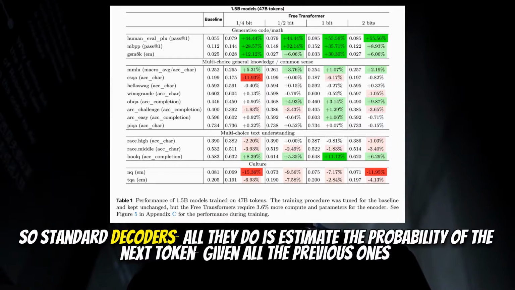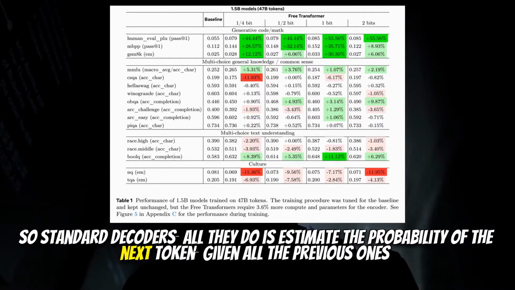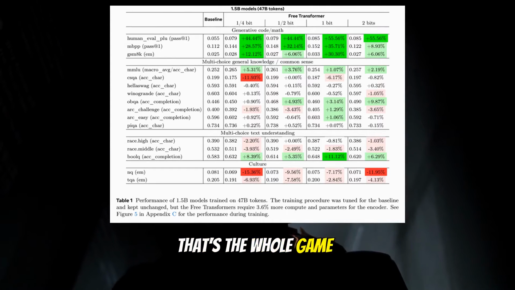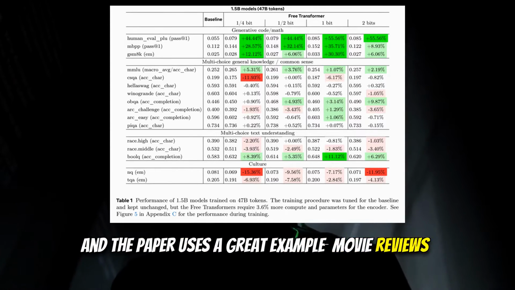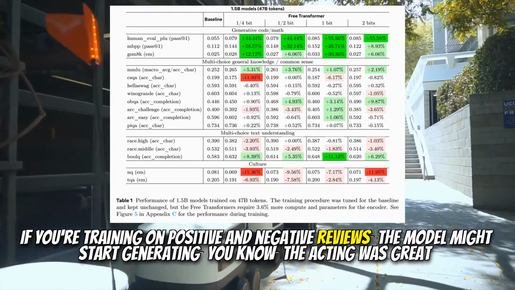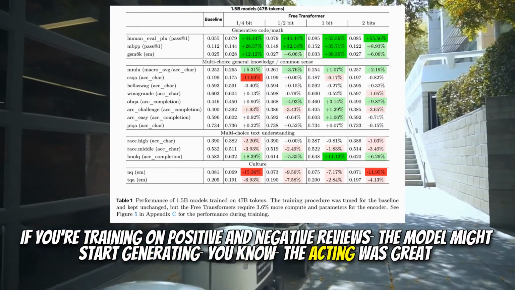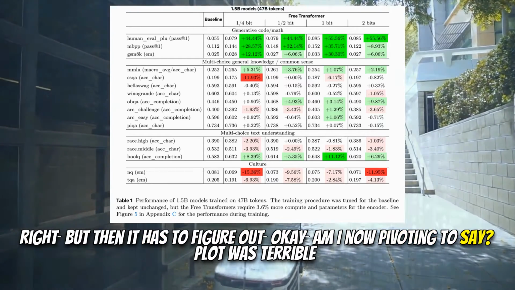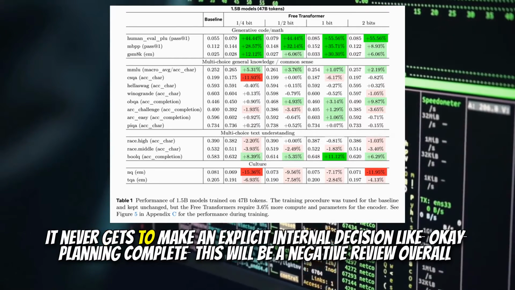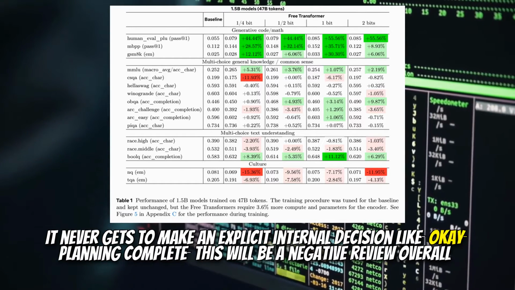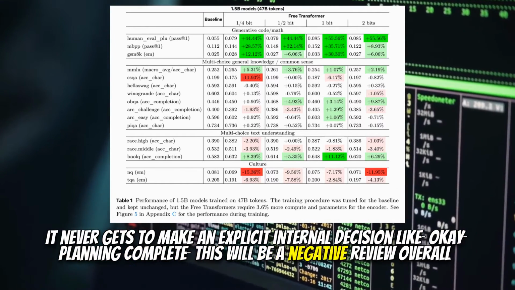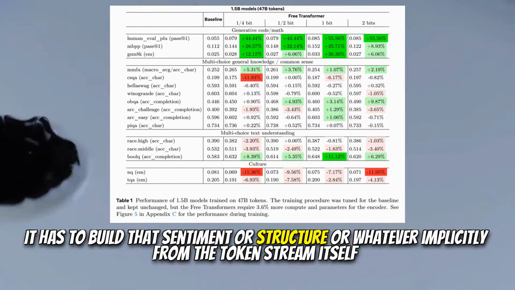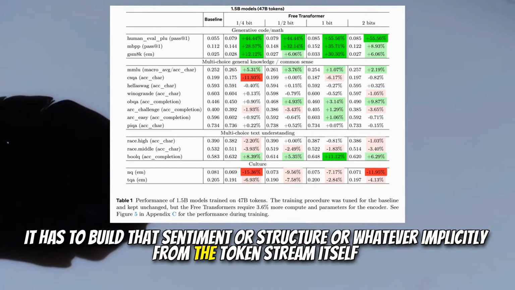Yeah, so standard decoders, all they do is estimate the probability of the next token, given all the previous ones. P of S_{t+1} given S_1 to t. That's the whole game. And the paper uses a great example, movie reviews. If you're training on positive and negative reviews, the model might start generating, the acting was great. Right, but then it has to figure out, okay, am I now pivoting to say, but the plot was terrible. It never gets to make an explicit internal decision like, okay, planning complete, this will be a negative review overall. It's all inferred. It has to build that sentiment or structure implicitly from the token stream itself.